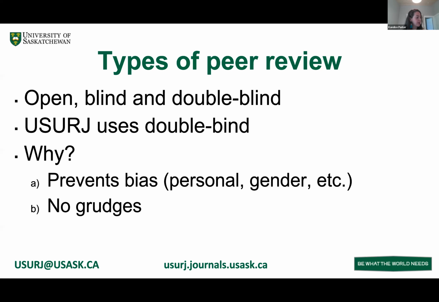There are three major types of peer review. Just quickly, open peer review: reviewers know who the authors are and vice versa. Single blind peer review: the reviewers know the names of the authors, but the authors don't know who the reviewers are. And USURJ uses double blind. So the authors don't know who reviewed their manuscript, and the reviewers don't know the name of the author. This anonymity helps to prevent bias, and it prevents situations where an author might hold a grudge against a prof who gives them a review that they didn't like.